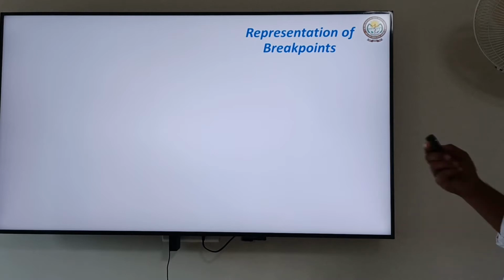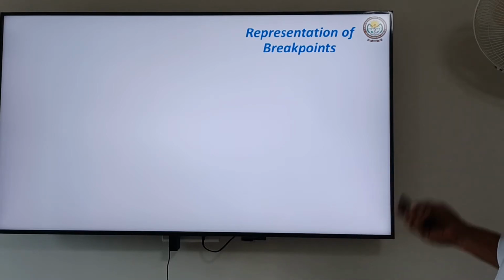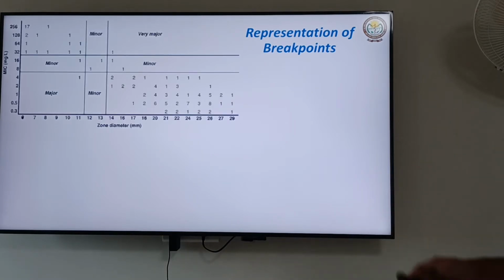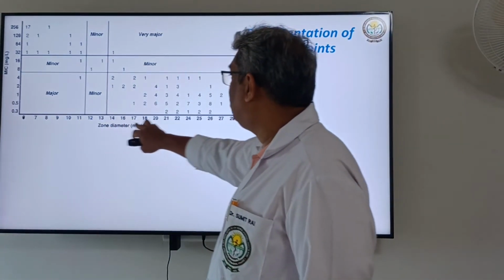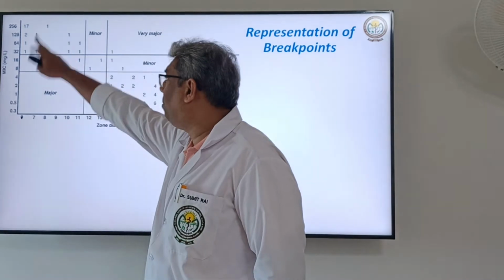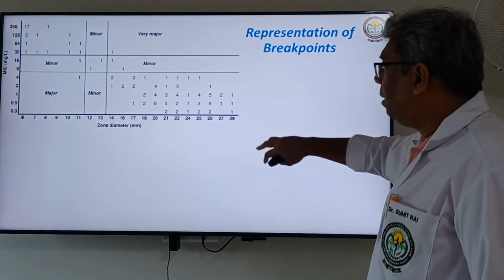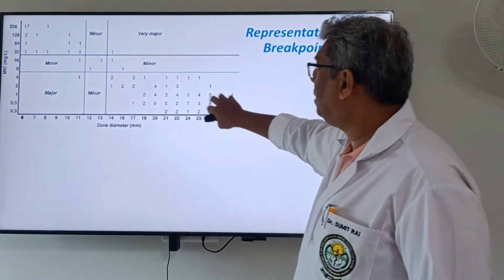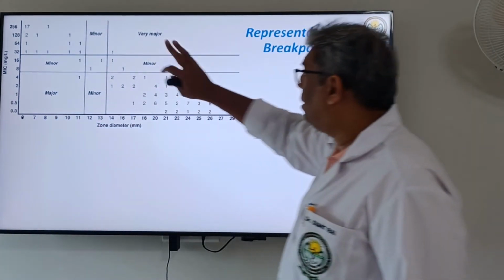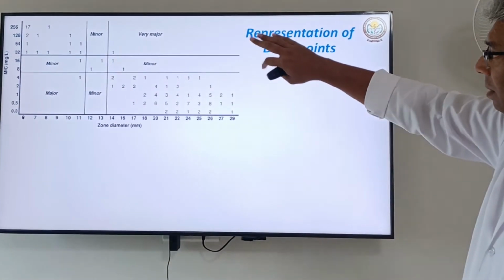Now, before going into details, how do we represent breakpoints? This is one of the methods of representing breakpoints. On the x-axis, we have the zone diameters. On the y-axis, we have the MICs. The lower the MIC, the wider the zone diameter, and vice versa. The smaller the zone diameter, the higher the MIC. That is the basic principle.